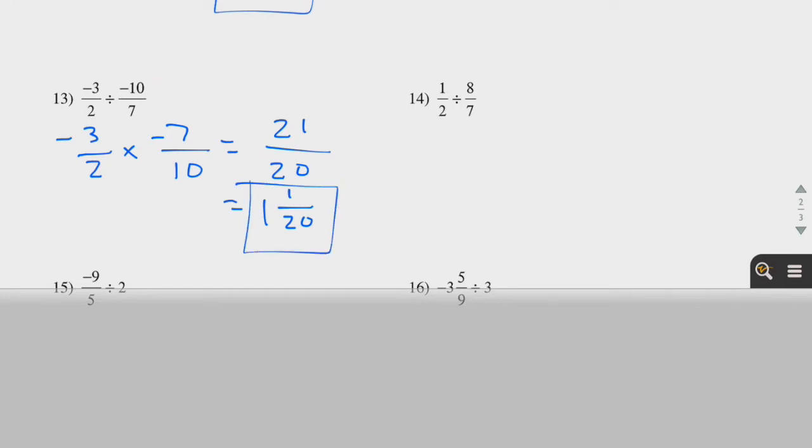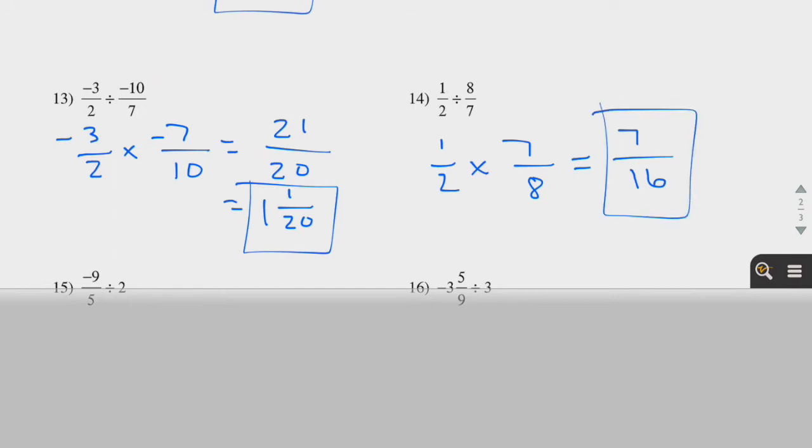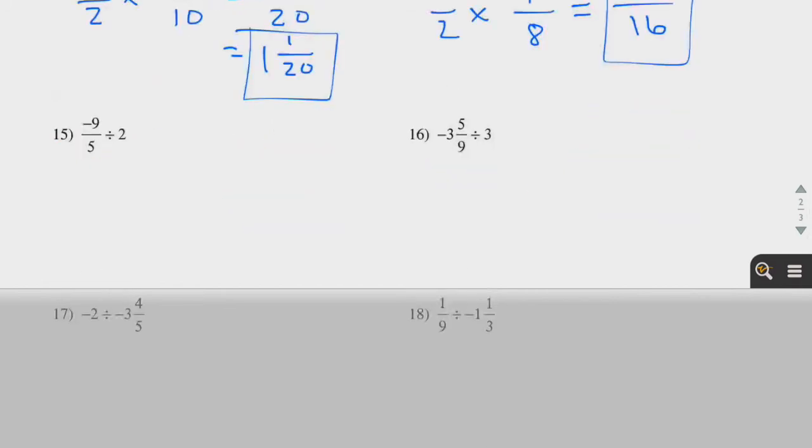Number 14. 1/2 times 7/8. We can't cross-reduce anywhere, so let's multiply straight across. 1 times 7 gives us 7 over 2 times 8 is 16, and that's our final answer on that one. Number 15. Negative 9/5 divided by 2. I'm just going to put the 2 over 1. So let's go ahead and rewrite that as negative 9 over 5 times 1 over 2. We can't cross-reduce anywhere, so let's multiply straight across. Negative 9 times 1 is negative 9 over 5 times 2 gives us 10. So we end up getting negative 9/10.